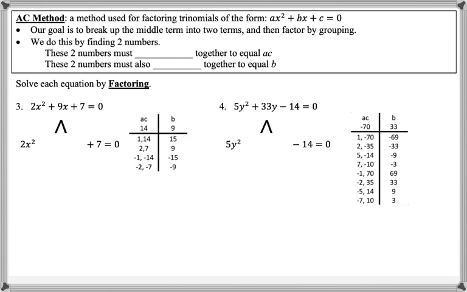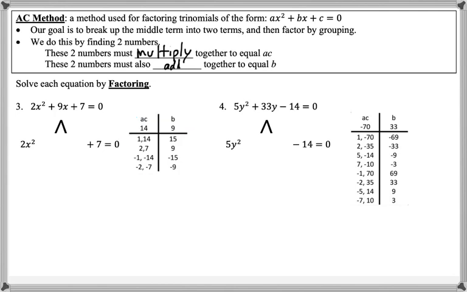So we do this by finding two numbers, and this is very much the same as the fast factoring. So the two numbers must multiply together to equal AC. So not C this time, but AC. And that's really where the AC method gets its name. And the two numbers must add together to equal B.